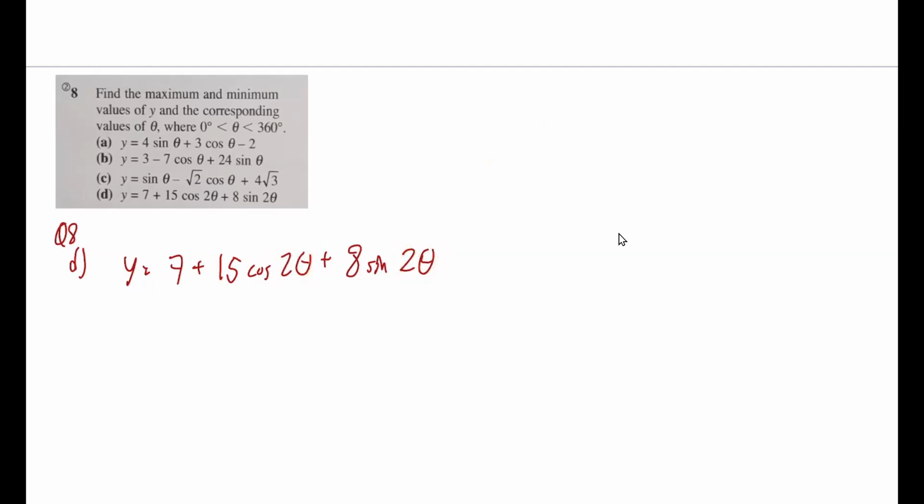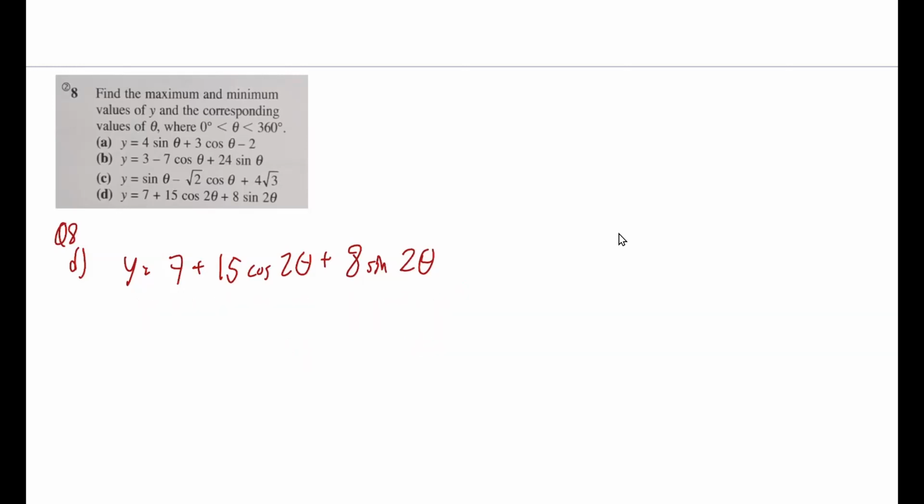Now, how do you find the maximum value and minimum value? The simplest way is to just use the graph. If you have graphical software, you can just key this entire function inside, but instead of 2 theta it's 2x. That's how the calculator works. You must key in x, then it will draw the graph for you. You just have to read off the graph and find the maximum, find the minimum, and you're done. But of course, that's not the purpose of this exercise. They want you to do it without a graphical calculator.